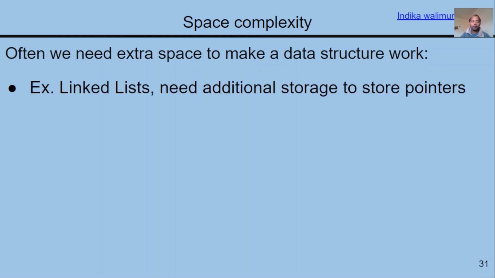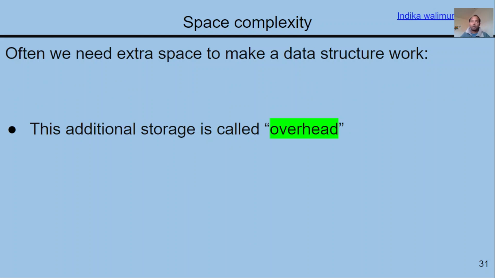So if we take a linked list, for example, we need additional storage to store those pointers that we are dealing with. So this additional storage is called overhead. We're going to go over this topic in detail in our linear structures lesson.